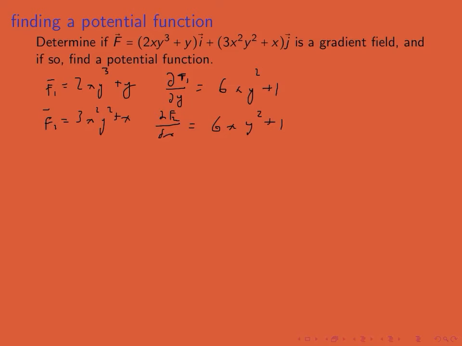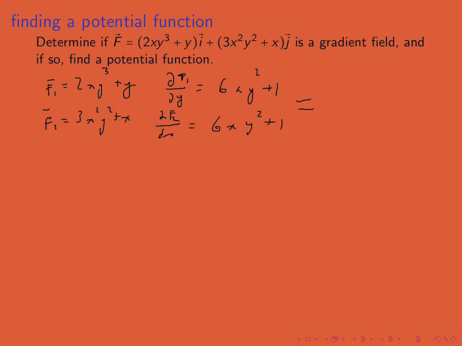Here's a second example. The question's exactly the same. If I'm given a vector field, is it a gradient field? And if it is, can we find a potential function? So big F1 is 2xy cubed plus y, and big F2 is 3x squared y squared plus x. Those are the i and j components respectively of the vector field. So if I differentiate F1 with respect to y, I get 6xy squared plus 1. And if I differentiate the j component F2 with respect to x, I get 6xy squared plus 1. So notice those two things are equal. Okay, so that means that f is in fact a gradient field.